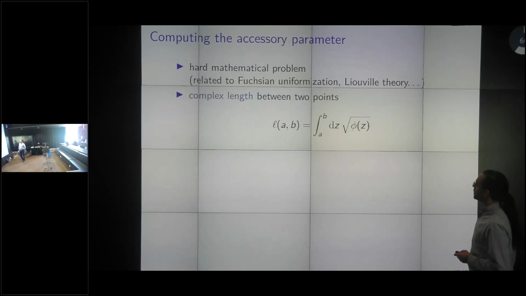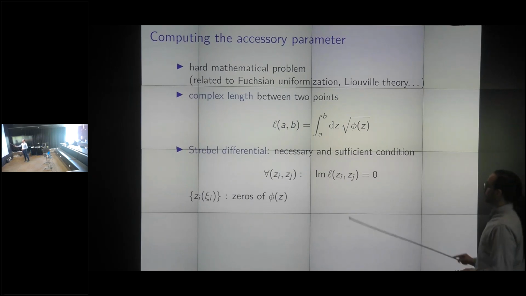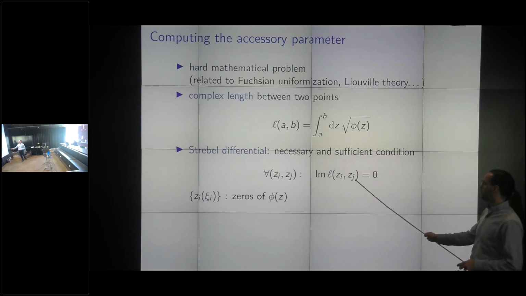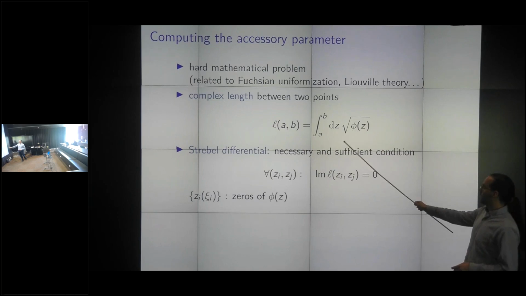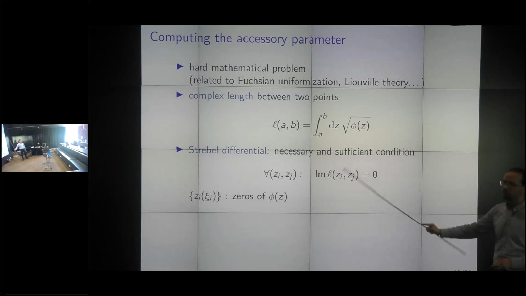Okay, this I will keep also. The point is that finding these c_i is a difficult math problem. And you can show that there is some constraint. So if you define the length in the complex plane between 2 points like this, with the square root of this phi, you can show that a necessary and sufficient condition to have a Strebel differential is that the imaginary part of this distance between any two zeros of phi is 0. Which means that in fact this defines the real proper distance between zeros of phi.